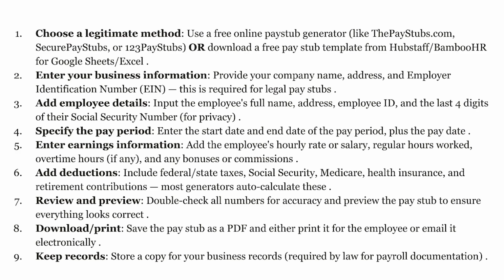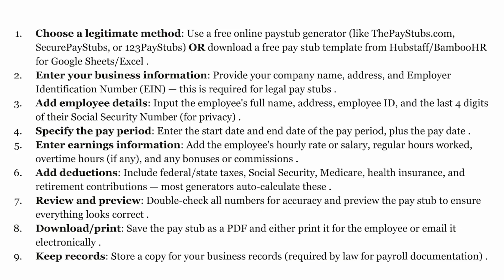Enter earnings information. Add the employee's hourly rate or salary, regular hours worked, overtime hours if any, and any bonuses or commissions. Add deductions. Include federal/state taxes, Social Security, Medicare, health insurance, and retirement contributions. Most generators auto-calculate these.